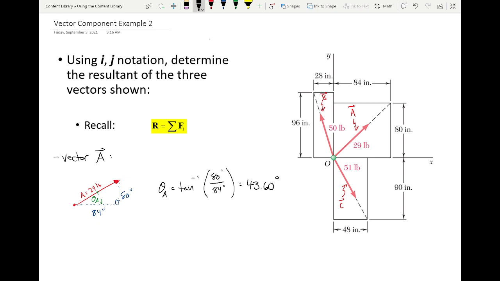Okay, so now that I've got that angle, what I can do is take a cosine of this angle and a sine of this angle. So what is 29 pounds? The magnitude of the vector. We're basically trying to take the 29 pounds and determine the x and y components of the vector. Does that make sense? So what do we get for the x component? That's this component right here, the top part.